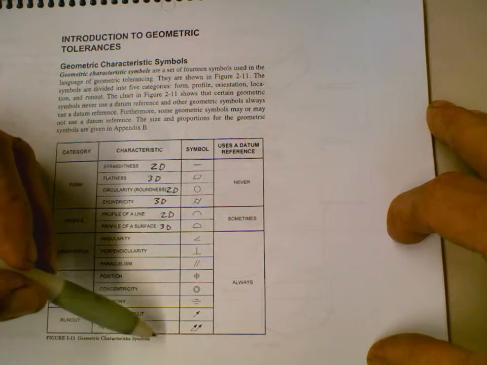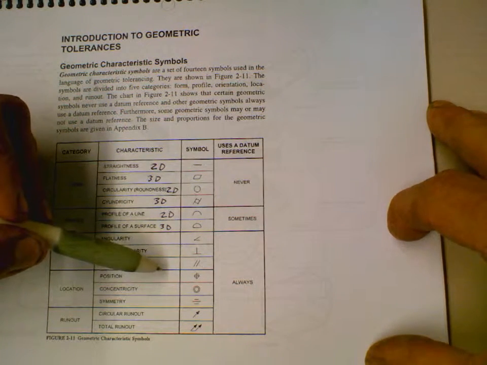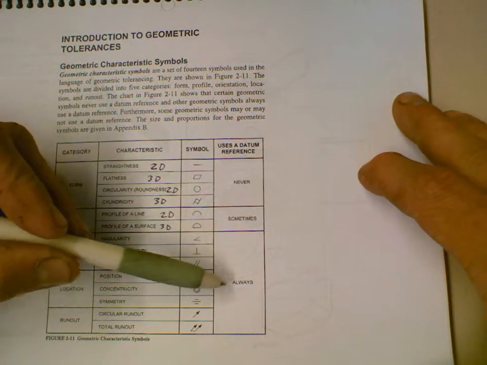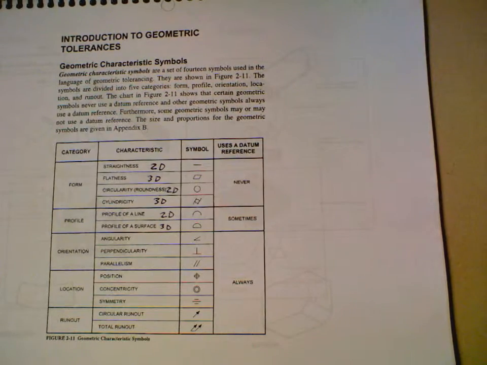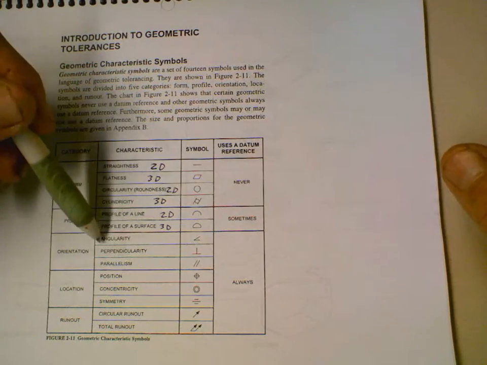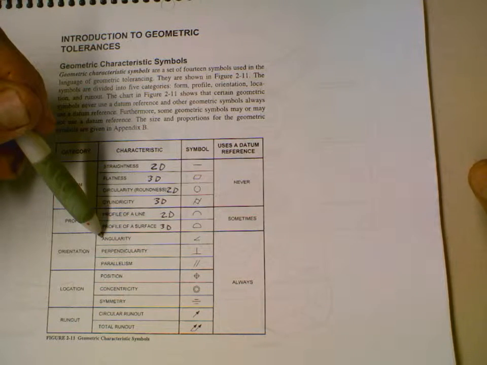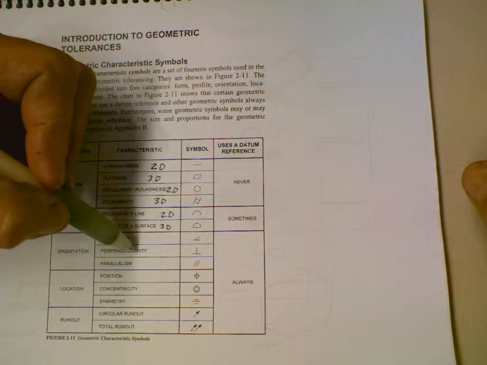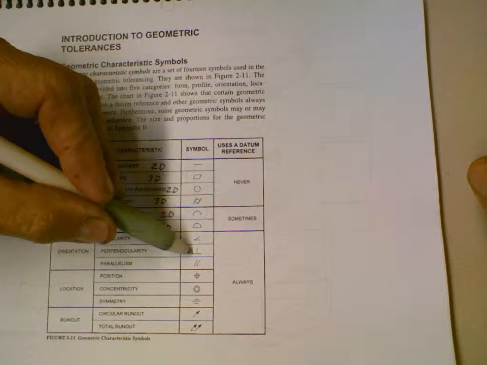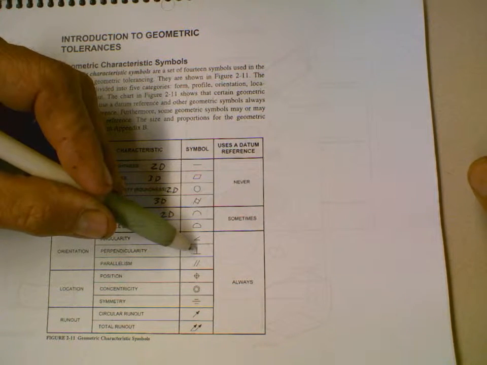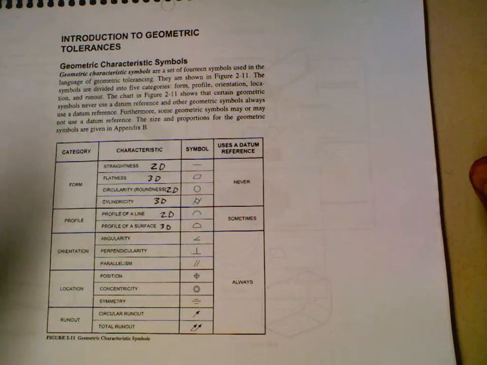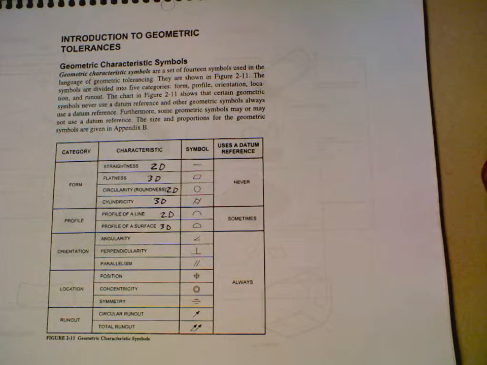Now the rest of the geometric constraints use a datum. You have to put them on one datum or another while you're inspecting it. Such as angularity, which uses a datum; you're checking the angle of a part. Perpendicularity, you're referencing one plane and checking another for square. Parallelism, you're putting it on one datum and seeing how parallel it is to another datum.